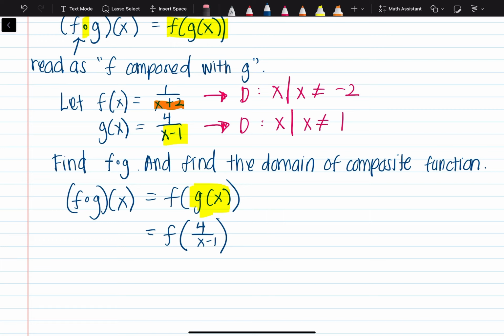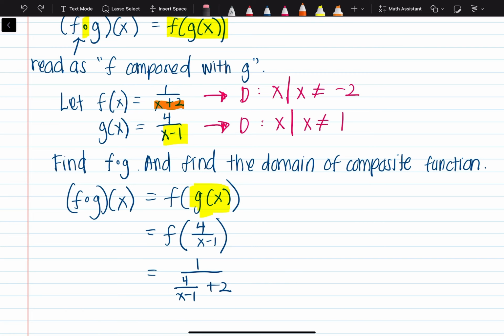Now I'm going to go ahead and copy down f, but wherever I see an x, I am going to substitute in my new expression. So this would be 1 over 4 over x minus 1 plus 2. Again, I took my f function, which is this one, and wherever I saw an x, I substituted in this expression instead. Okay?